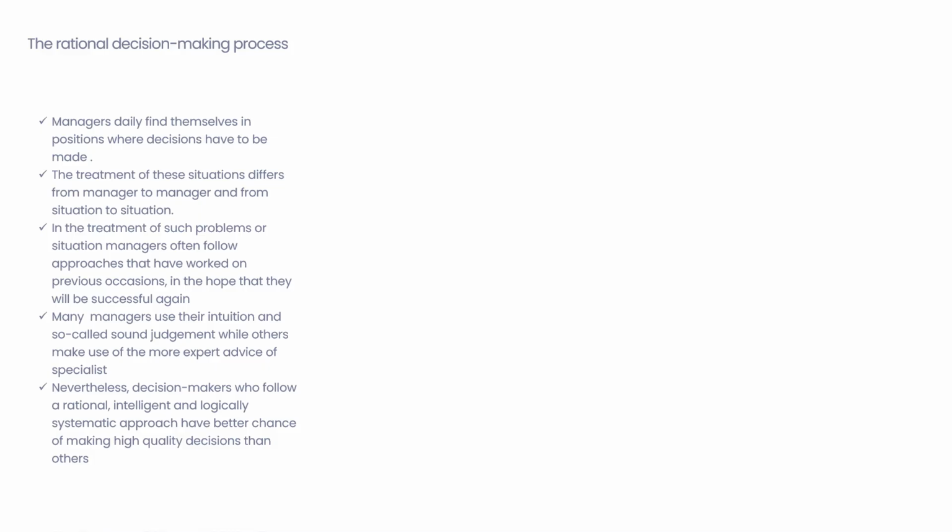So this now is for yourself, to make sure that you are able to sort this out in terms of your own discretion. Nevertheless, decision makers who follow a rational, intelligent, and logically systematic approach have better chance of making high quality decision than others. So this, you see, is the method that we need. Rational, intelligent, logically systematic approach can help you. Now, how are you going to acquire this if you don't do your own research or you don't want to further your education?